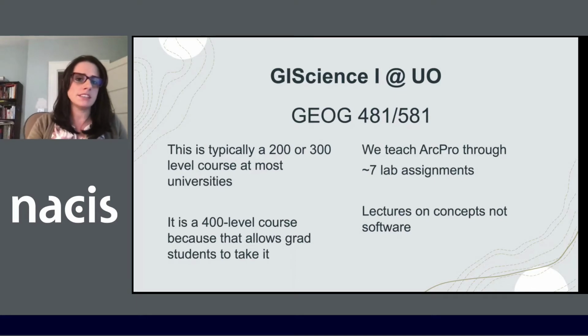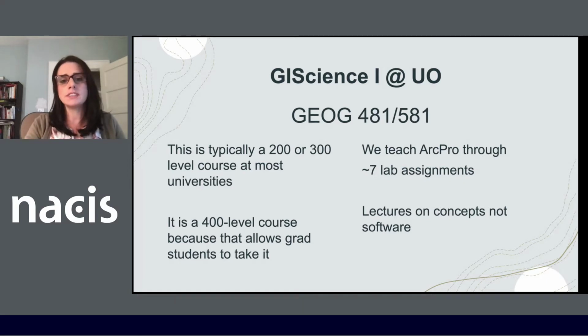So this class, GIS 1, is Geography 481/581. It's typically a 200 or 300 level course at most universities, but here it's a 400 level course because that allows graduate students to take it. We teach ArcGIS Pro through around 7 lab assignments, and the lectures focus on concepts, not on software. Next slide.